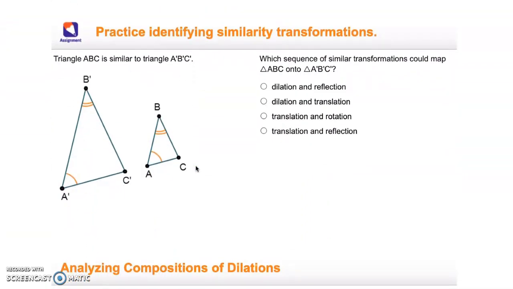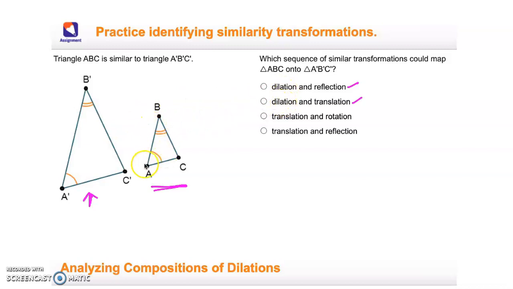So let's practice here. If these two triangles are similar, what happened to get from ABC? This one is called our preimage, and this is the transformation triangle. What did we have to do to get from here to here? Well, it looks like it's a different size, right? So we know we have to have a dilation. So that's going to give us one of these. It's either going to be a dilation and reflection or a dilation and translation.